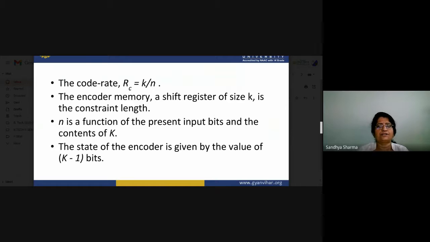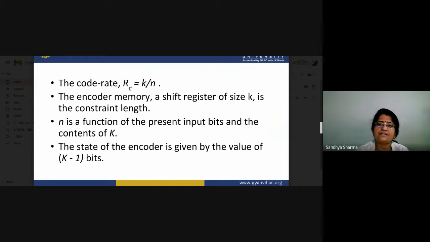So that is basically the ratio k upon n. Encoder memory: the output does not only depend on the present input, it also depends on the previous inputs. So there is an encoder memory, a shift register of size k. The number of shift registers, or the number of flip flops you are using, is called the constraint length. The shift register is made of flip flops, and its size is equal to the constraint length of our convolution encoder.